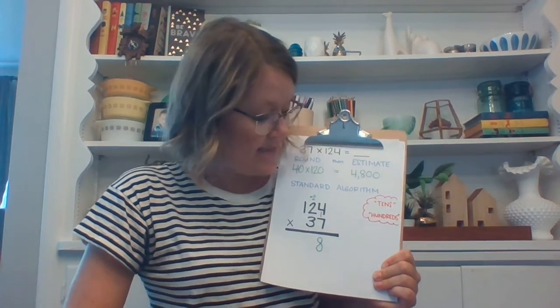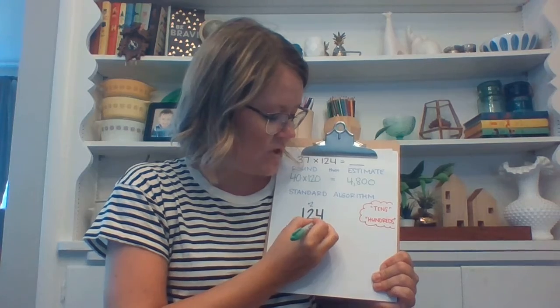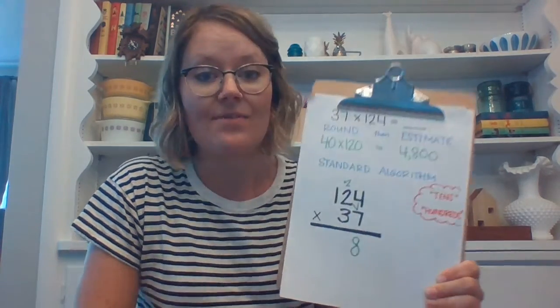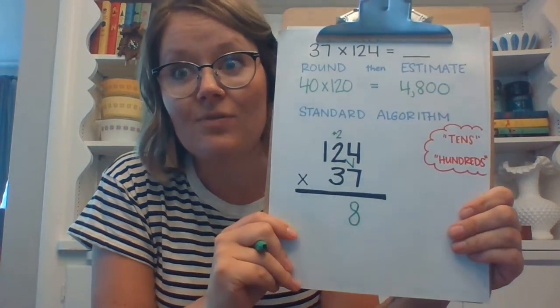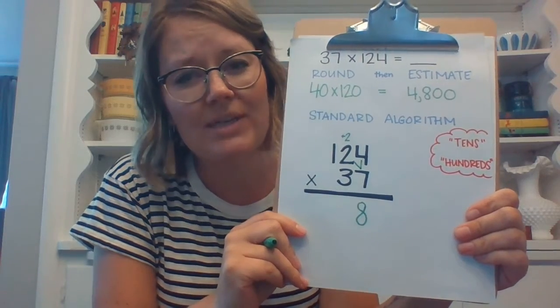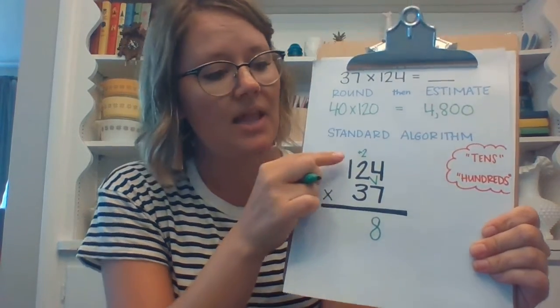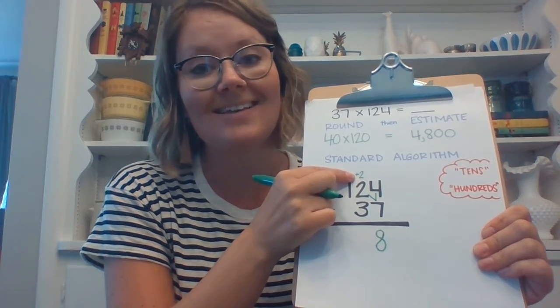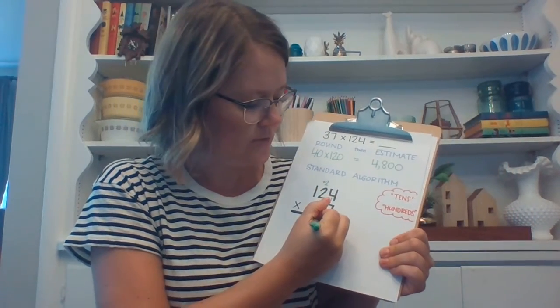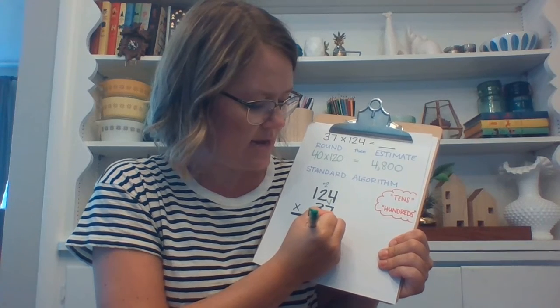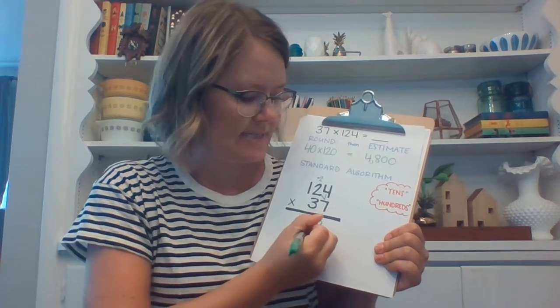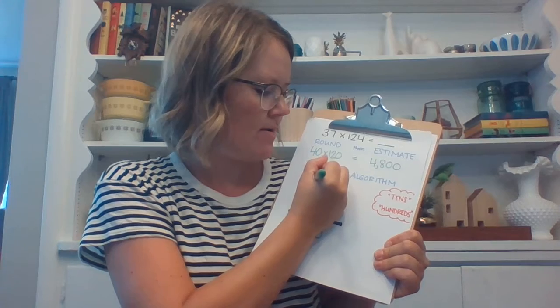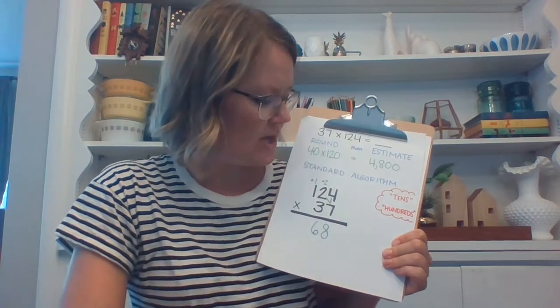Okay. The next thing I do is I multiply the 7 ones by these 2 tens, and I know 7 times 2 is 14. So that's going to be 14 tens plus 2 more tens. 14 plus 2 is 16. Okay, so I'm going to write the 16 right here. I'm going to carry that 1 from the 16 tens up here for the next step.